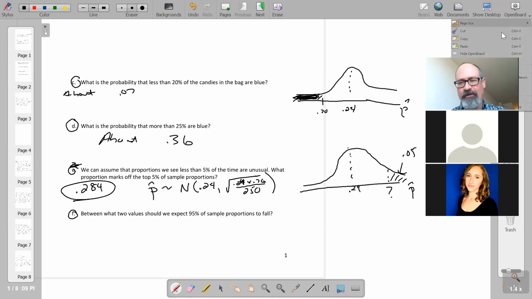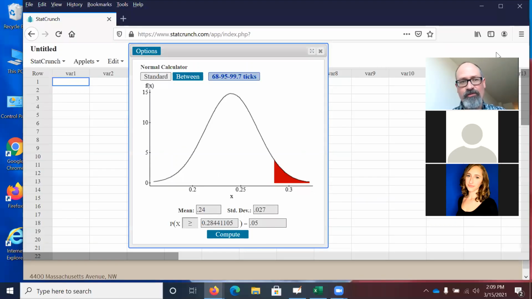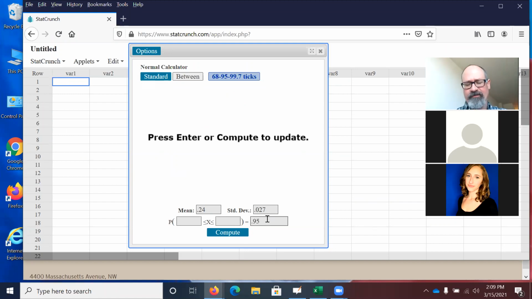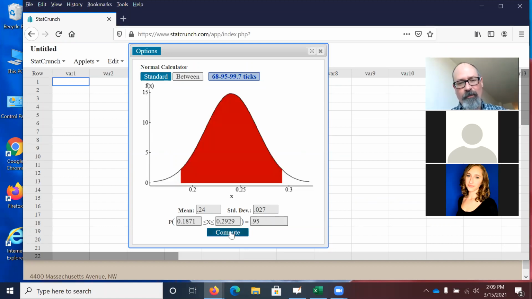If you're trying to figure this out, 95% should be in between those two values. Go to in between. What you're looking for, if you enter 0.95 here and hit compute, is a nice symmetric interval in which 95% of the values for p hat are found. That's somewhere between 0.18, 0.19, say, and about 0.29. I'm hoping the group's got some answers which correspond to this.